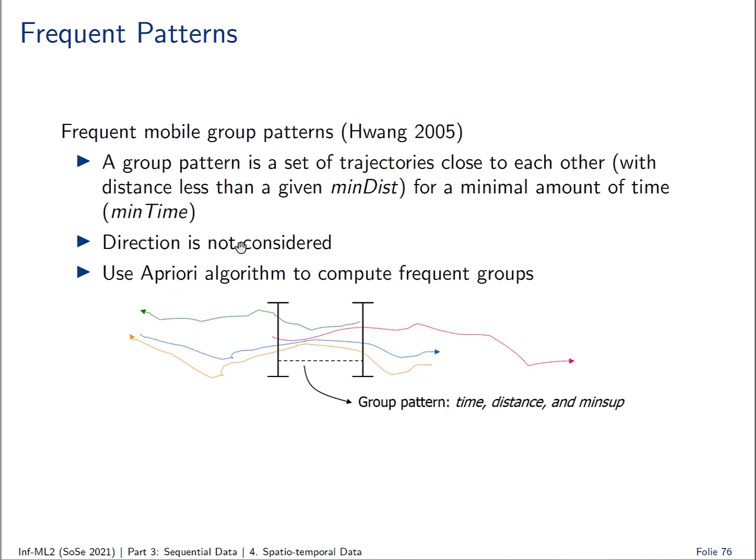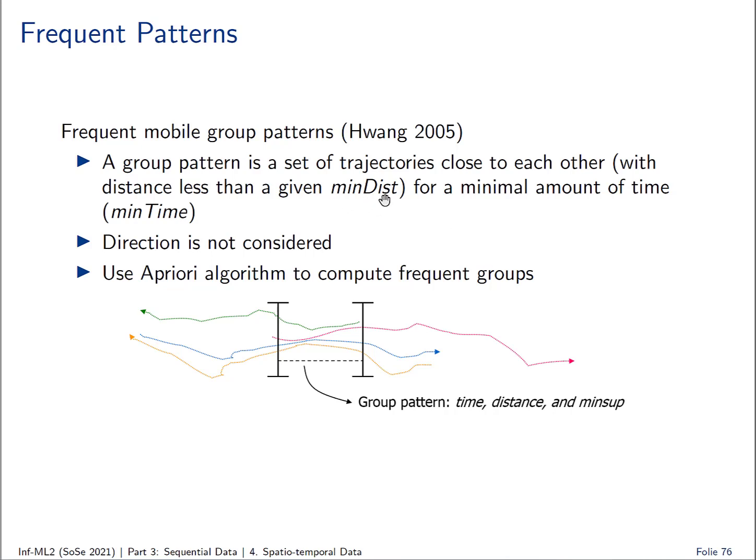Yeah? The direction in that case is not considered, so here you see, here we have a trajectory going this way, a trajectory going this way. We don't care about that as long as the trajectories are within the distance threshold and during the same time. Yeah, so there's a minimum amount of time where this distance threshold is fulfilled. Yeah? And Huang proposed to use the a priori algorithm to compute those frequent groups.